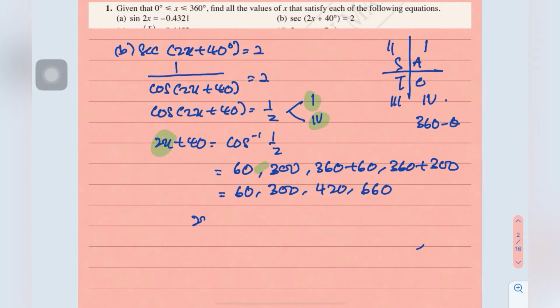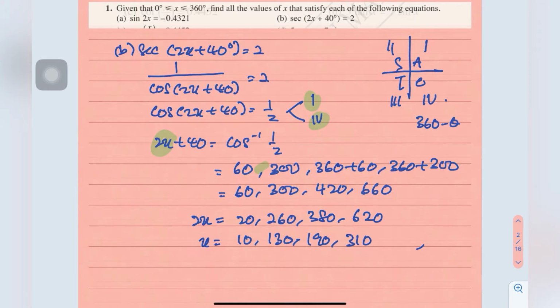Then to find 2x, you minus 40 from all of these. So 60 minus 40 is 20, then 260, 380, and 620. To find the value of x, divide each by 2. It becomes 10 degrees, 130 degrees, 190 degrees, and 310 degrees.